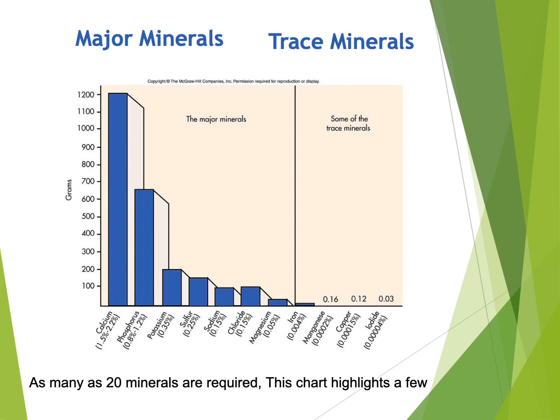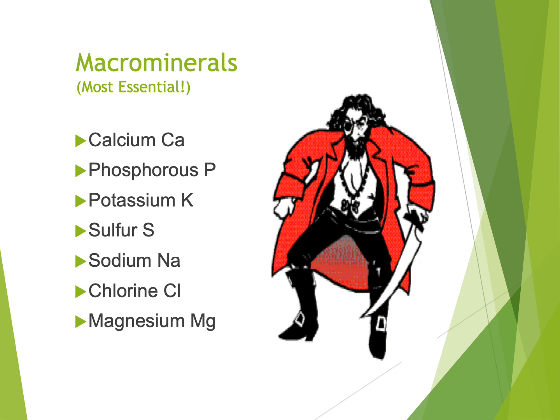But remember that we need as many as 20 minerals, and this chart is only highlighting a few. However, it is very important for you to have an idea of how much you should be consuming of these minerals to prevent any health-related issues. The macrominerals are considered the most essential. They include calcium, phosphorus, potassium, sulfur, sodium, chlorine, and magnesium. We will be talking more about these minerals in the following slides.